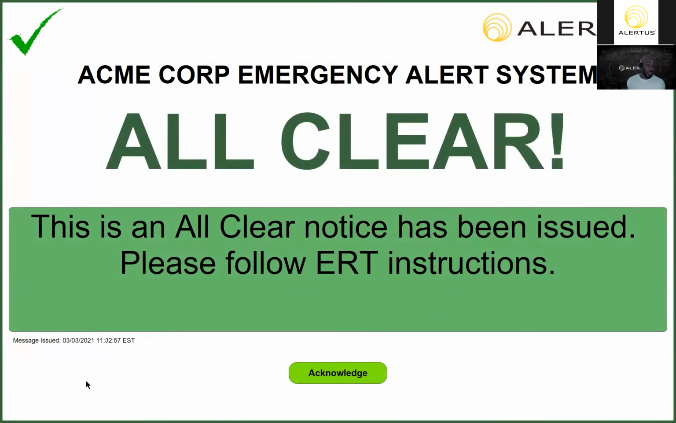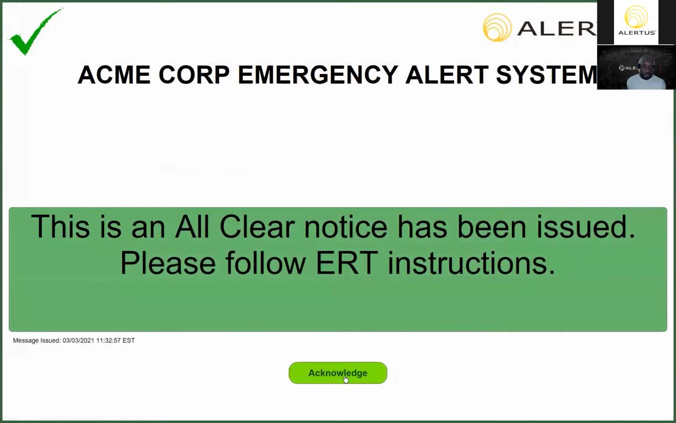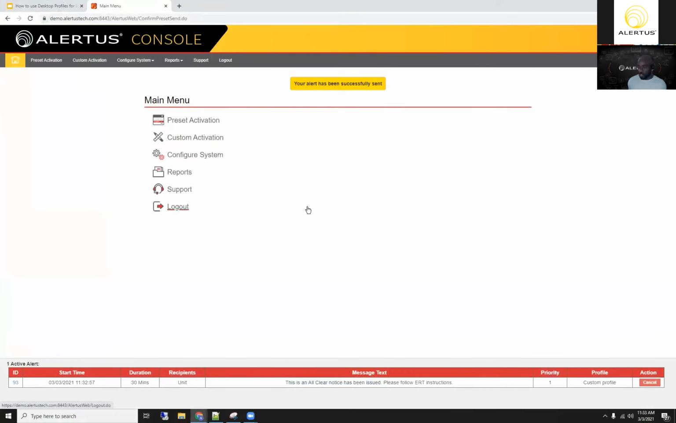So if you can hear my audio, you will hear that this message is being played. So now I'm going to click on acknowledge. I've acknowledged that message. So imagine an end user clicking on that acknowledge message. It disappears from their desktops. And once it's disappeared, that's it. That user has acknowledged those instructions and they can follow them.